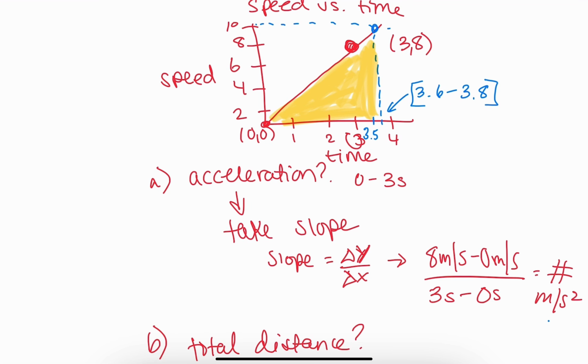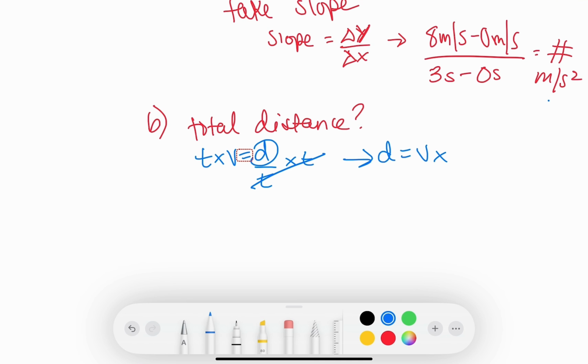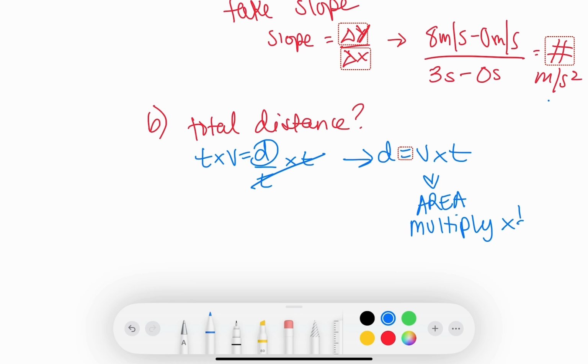When you're using a graph, you're either taking the slope of something or you're doing the area. In the equation v equals d over t, if I wanted d isolated, I would have to multiply t on both sides, and I get d is equal to v times t. This multiplication tells me I have to use the area. So I'm going to multiply the x and y axis.